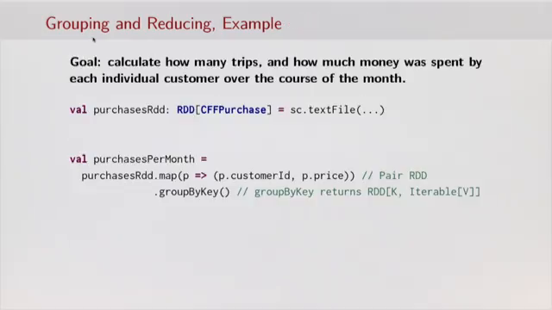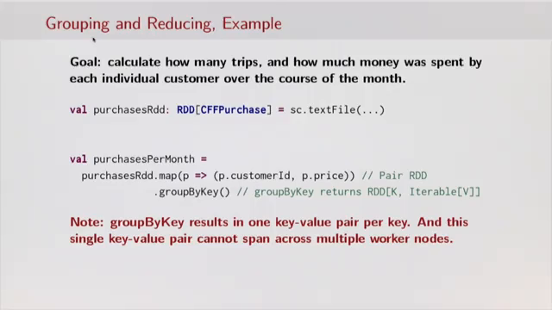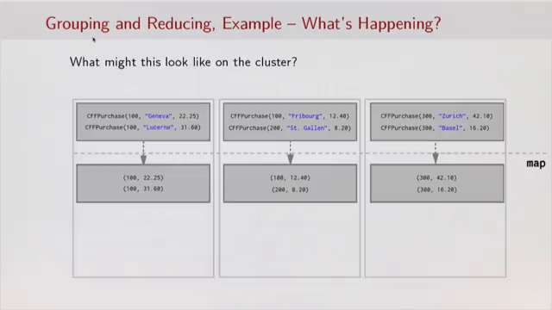Now if we look back at the code in the example, the next step was to do a group by key. And remember, group by key results in a single key value pair per key. So think about it. Therefore, a single key value pair cannot span across multiple worker nodes. So let's go back to our visualization of the cluster. What does group by key look like in this case? Remember, we have concrete instances of data, so how would this data have to move around?